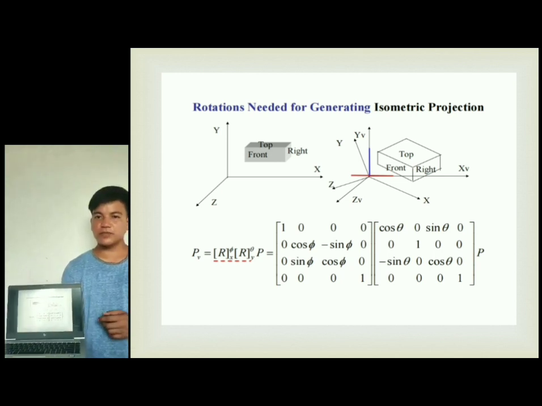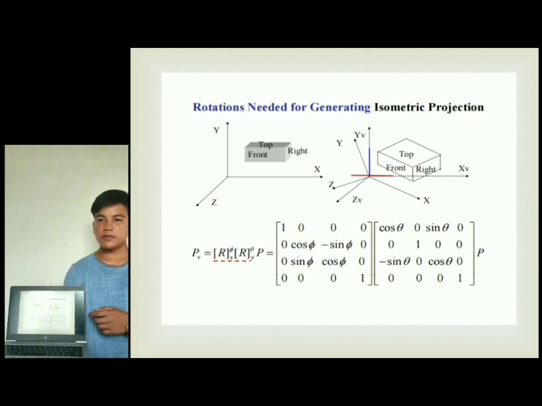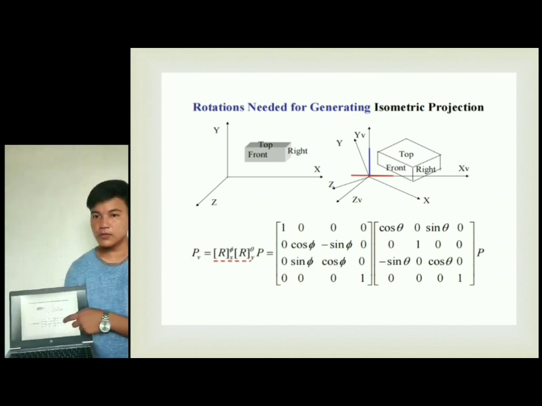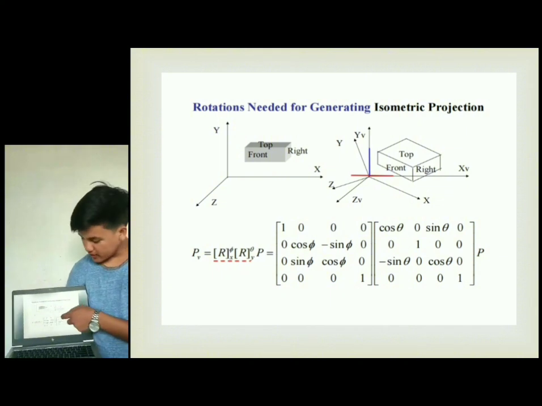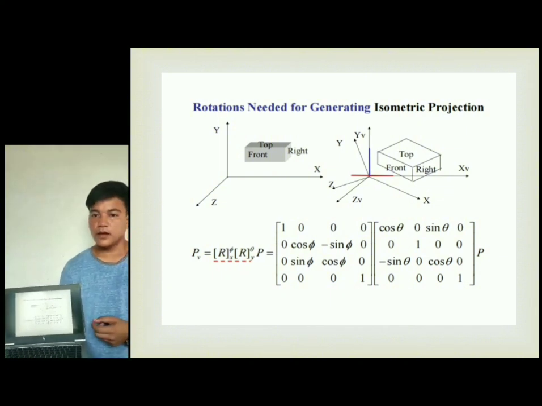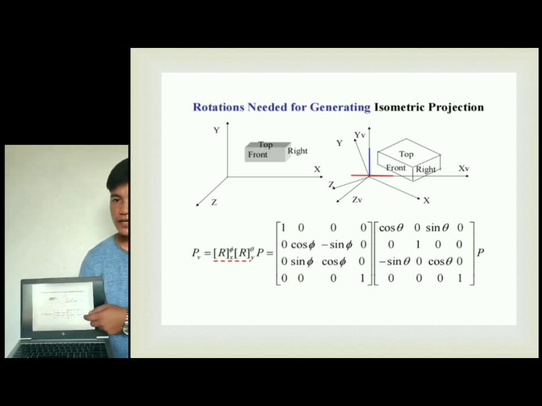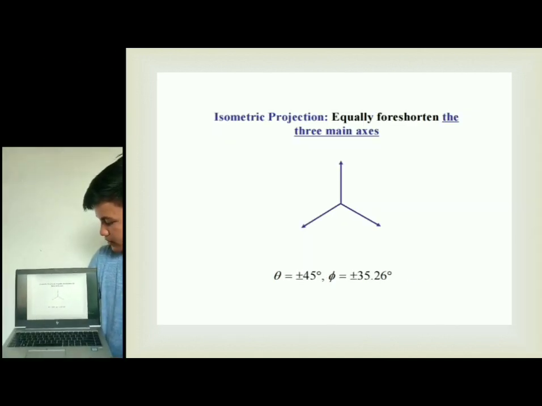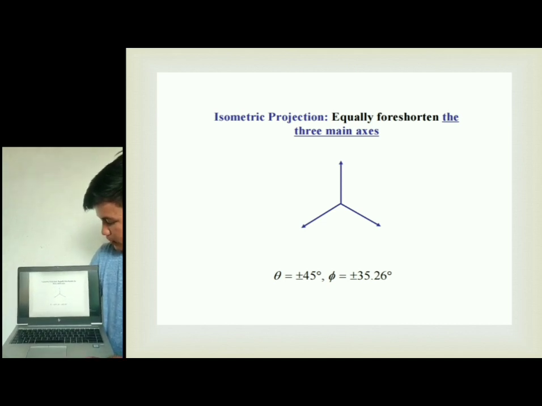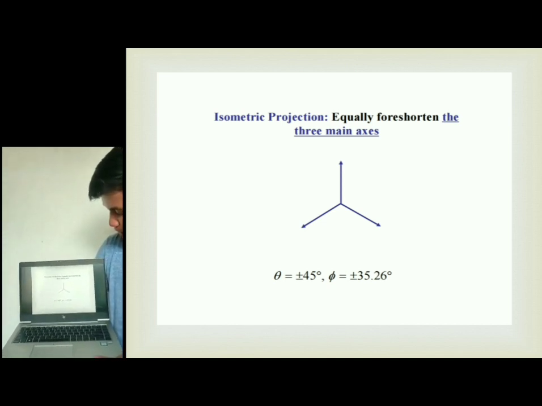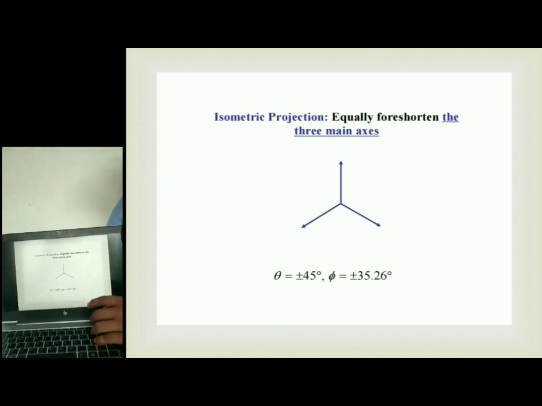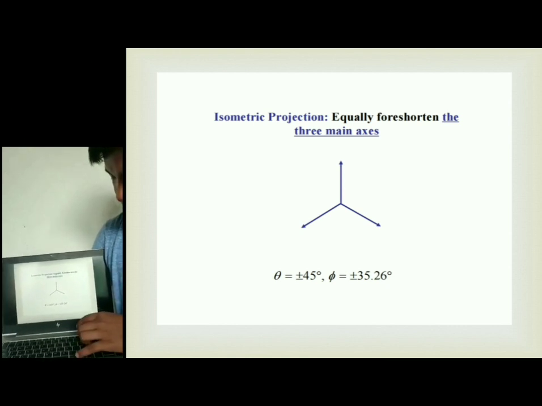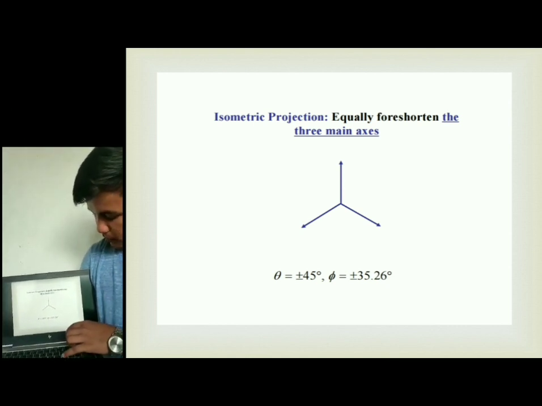Rotation needed for generating isometric projection. The figure here is the combination of top, front, and right views, also using the cosine and sine trigonometric functions. Isometric projection equally foreshortens the three main axes. Theta equals positive or negative 45 degrees. Theta equals positive or negative 35.26 degrees.